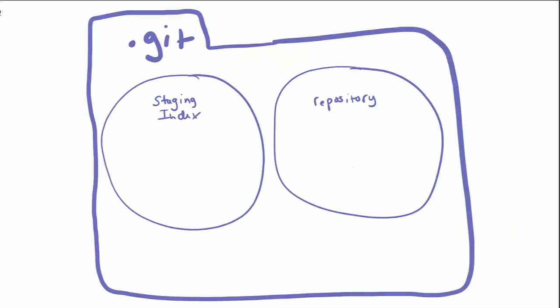Now logically, you can think of the .git directory as containing two different things, this thing called a staging index or a staging area, and the Git repository. Now these hold the version control specific changes that we're going to store. We'll talk about each one of these in a moment, but first let's make our first commit.